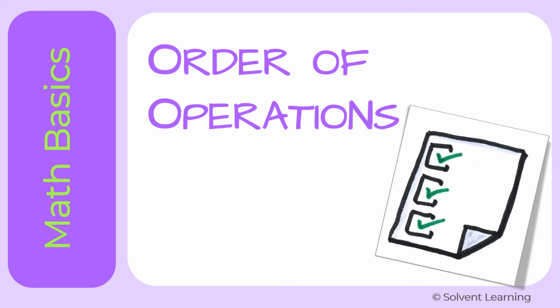Now we'll look at the order of operations. Sometimes when we're solving a problem, there's more than one step for us to perform. But it's important for us to know what step we need to do first or second or third, so we can follow the order of operations to make sure that we do everything in the proper order and get the correct answer.